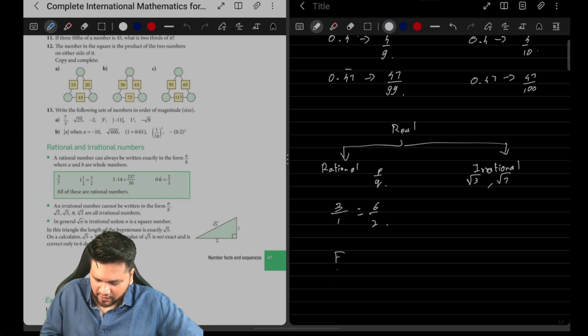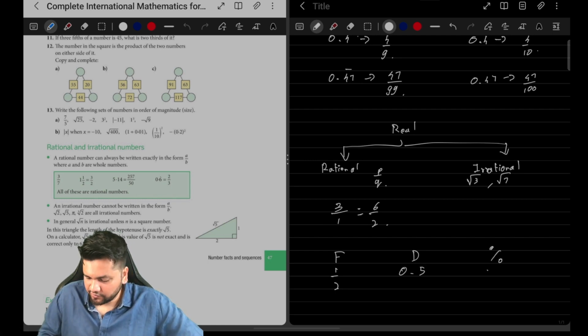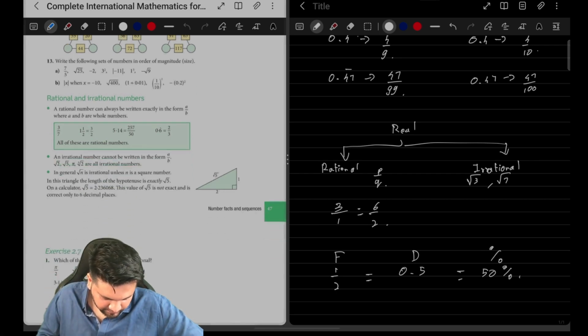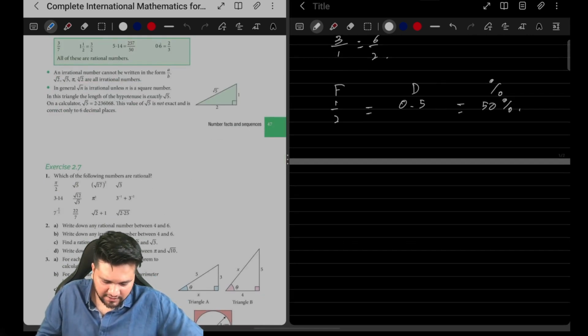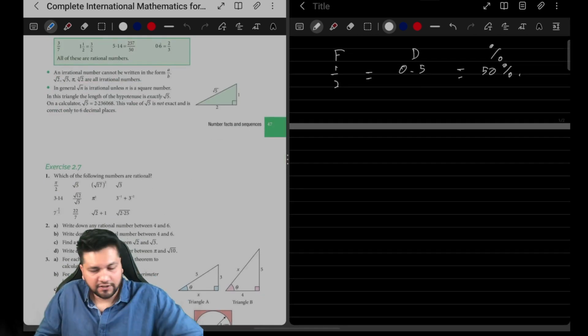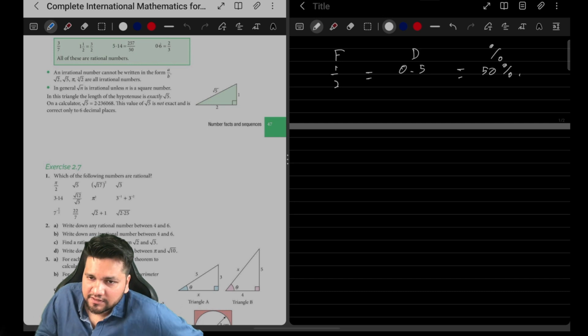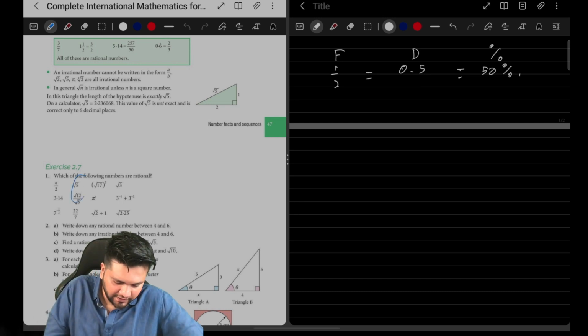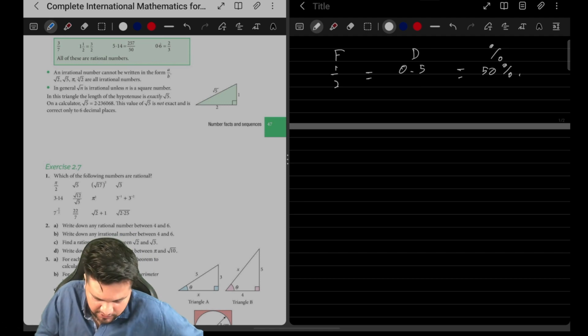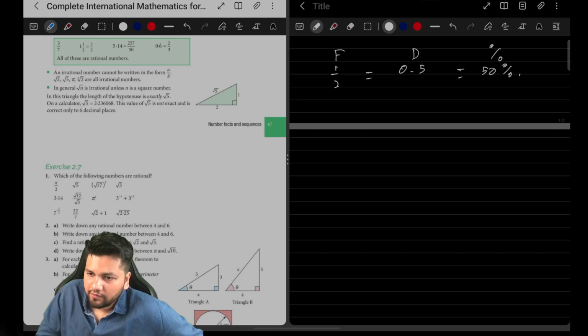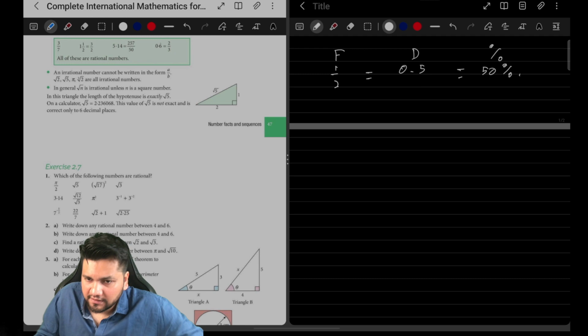So fraction means 1 by 2, decimal means 0.5, while percentage is just a way of representing the same thing with respect to 100, per cent, so it's going to be 50%. All of these are equal things. Now when it comes to rational or irrational numbers, an irrational number can be represented in the third form, which you can see here: root 5, root 27, root 3, whatever. So here the third is just a form in which we can write the numbers.